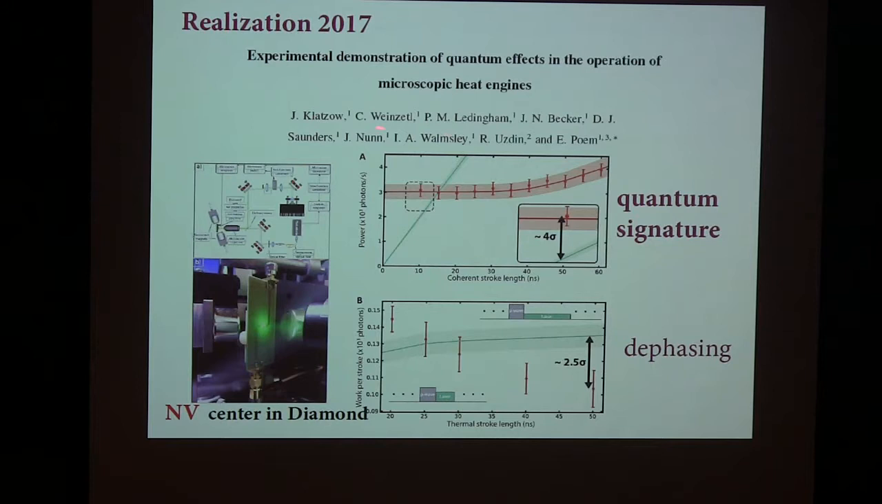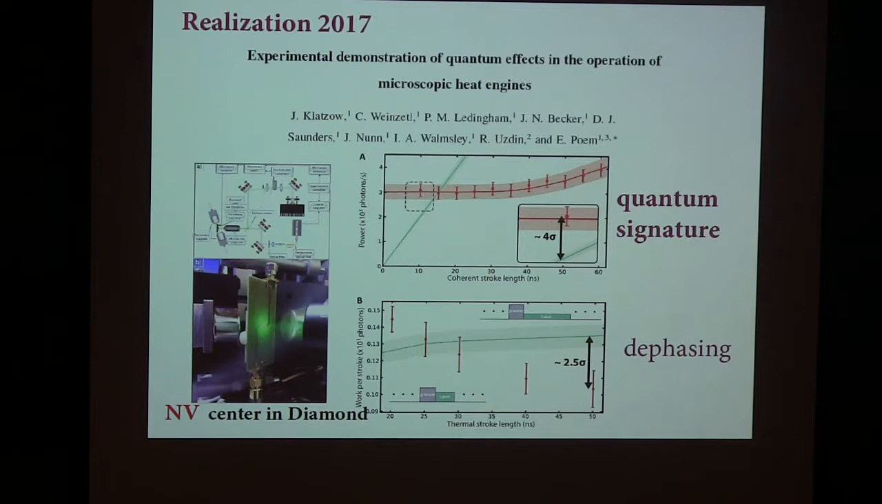And it's realized in this case in an NV center in diamond. So again, in this case, what could be realized is a two-stroke engine and a continuous engine, and dephasing could be added to it. And you can see that in this limit, they all coalesce. You can see the quantum signature.